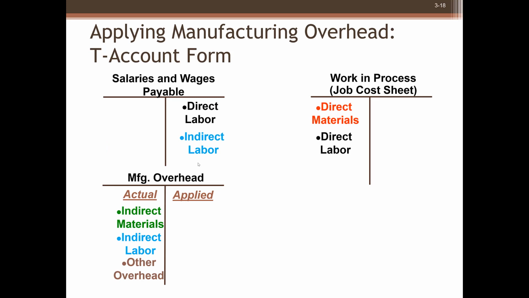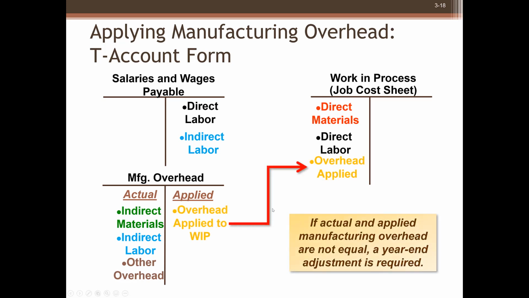Let's continue. Take a look at how to apply MO cost. When we apply manufacturer overhead to a particular job, we debit work in process and record it on the job cost sheet, and we credit manufacturer overhead account.